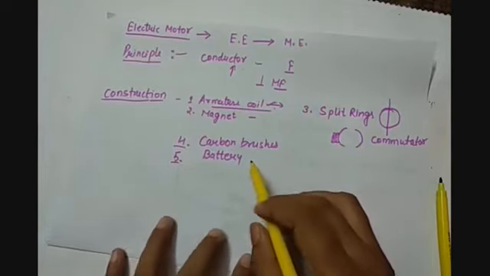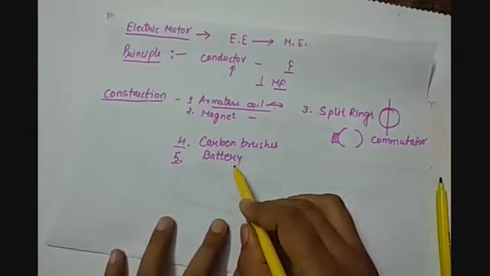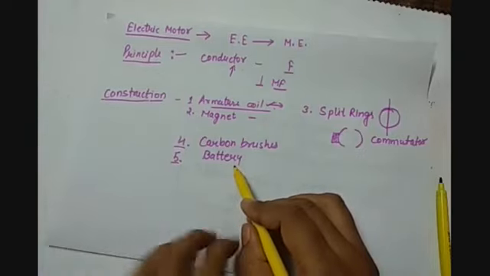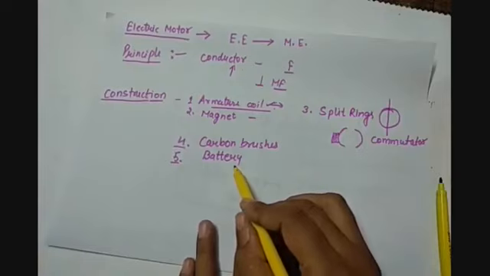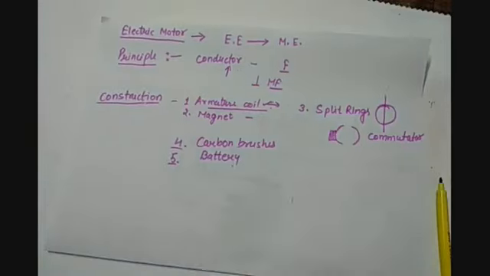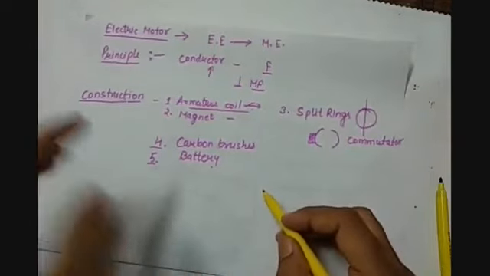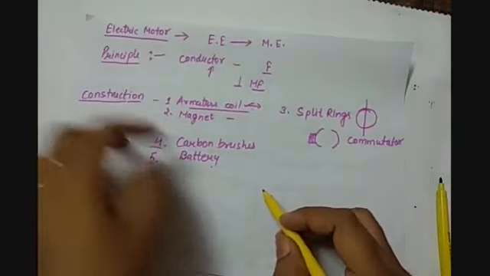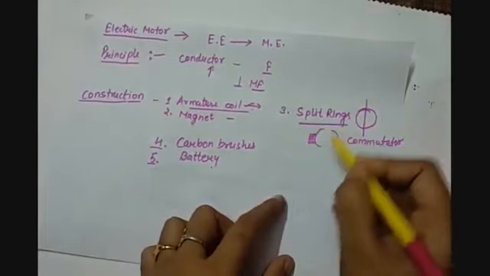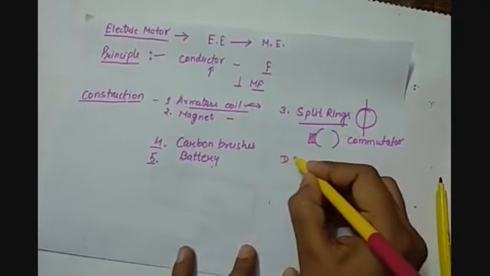We have to give the electric energy to it so that it can make some other device rotate. One important thing here is why this type of electric motor, in which split rings are used, is called a DC motor.